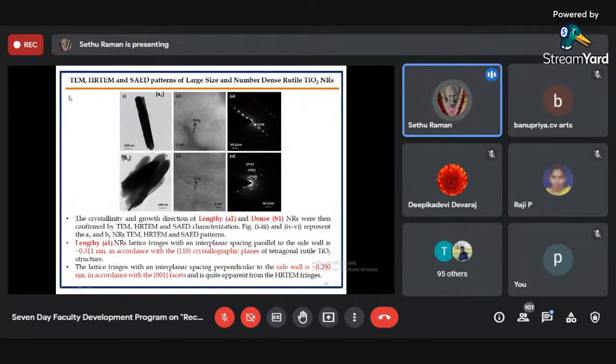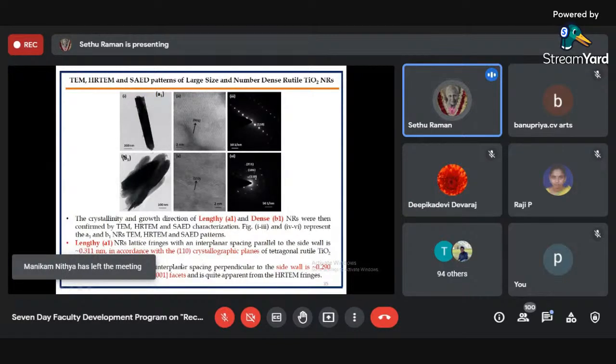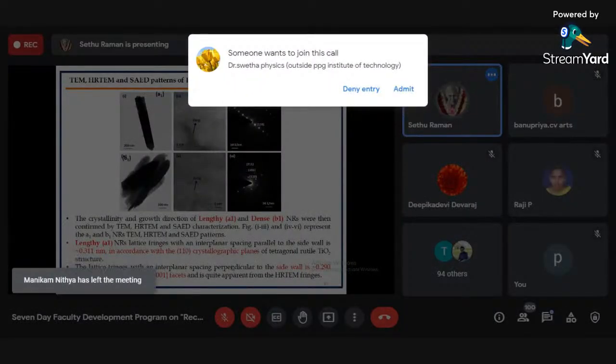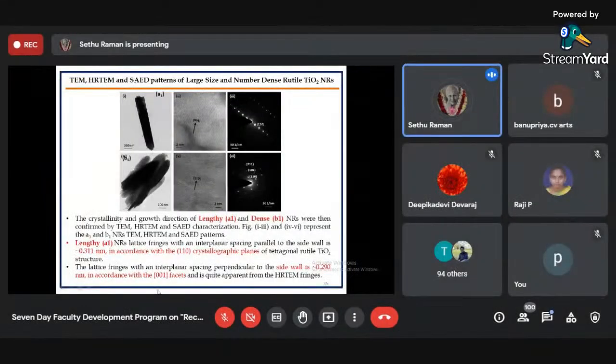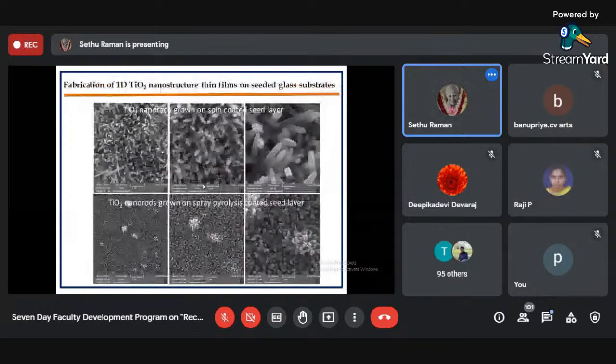These are the HRTEM and SAED patterns of the large size and number-dense rutile nanorods. The lengthy and number-dense nanorods are confirmed by HRTEM and SAED patterns. The lattice fringes of the lengthy nanorod, with interplanar spacing parallel to the sidewall, are about 0.311 nanometer. This reflects the 110 crystallographic plane of the tetragonal rutile TiO2 structure. We made lattice fringe calculations from the HRTEM images for both the lengthy and number-dense nanorods.